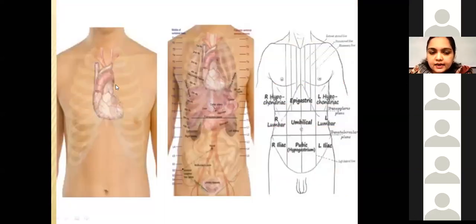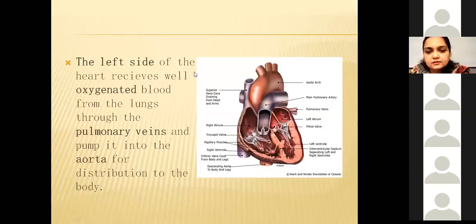These are the slides showing how the heart occupies the whole thoracic cavity and how it appears. It extends from T5 to T8 and the intercostal spaces.